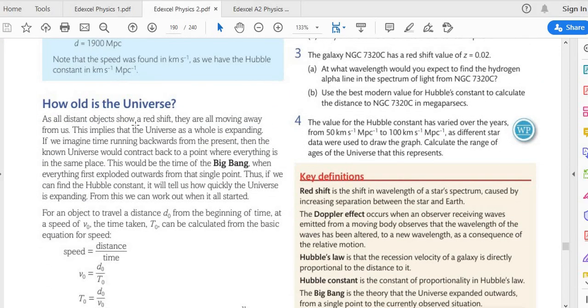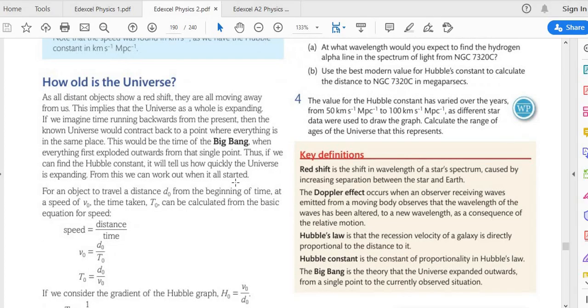As all distant objects show a red shift, they are all moving away from us. This implies that the universe as a whole is expanding. If we imagine time running backwards from the present, then the known universe would contract back to a point where everything is in the same place. This would be the time of the Big Bang, when everything first exploded outwards from that single point.